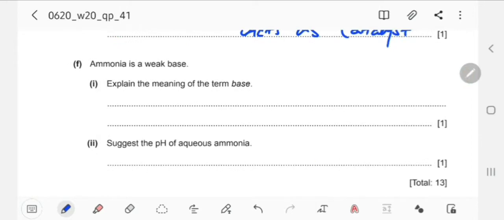Ammonia is a weak base. Explain the meaning of the term base. Well, the term base means a proton acceptor. Okay, part 2 states, suggest the pH of aqueous ammonia. Well, if we know that ammonia is alkali, so the pH of aqueous ammonia would be around 12. So we can write 7 to 12, or up to 12, as it's a weak base.